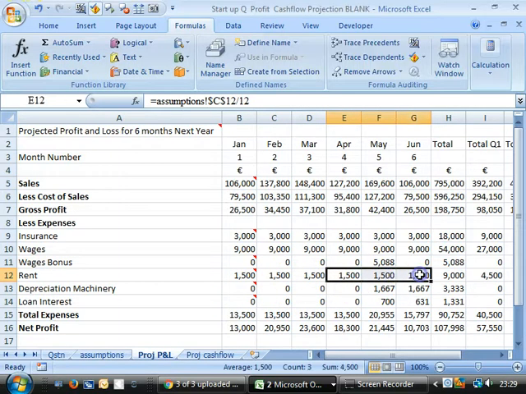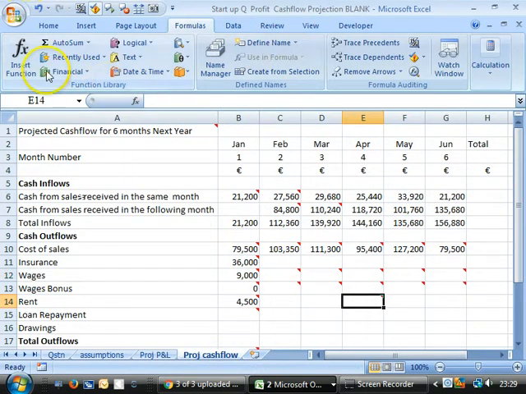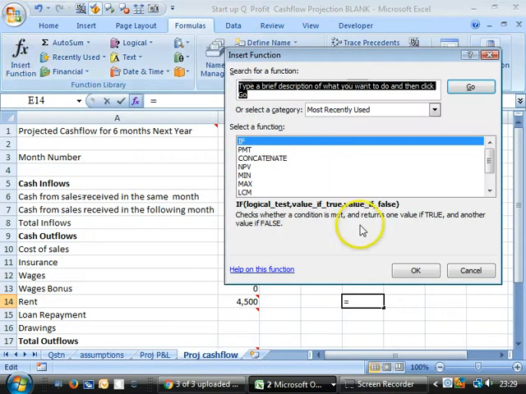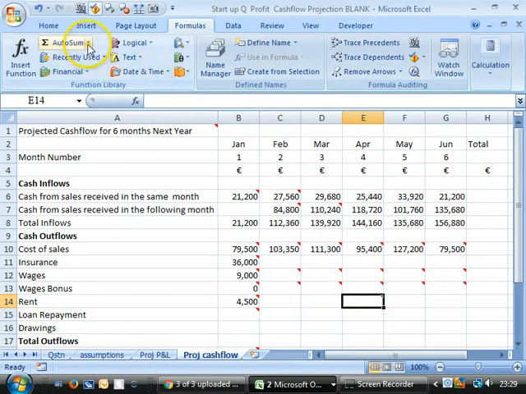April, May, June. Press enter. Now, something has not happened there that should have happened. So let's go back and do that again. Insert, apologies, cancel. I picked the wrong one.